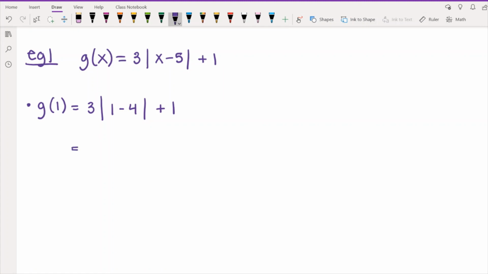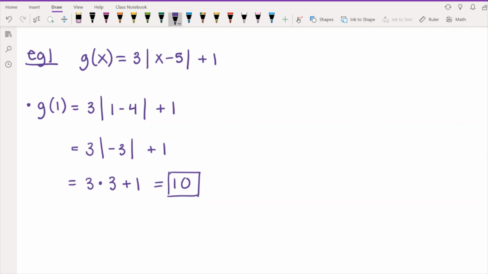So we're going to rewrite this as 3 times the absolute value of -3. Right? I'm just doing 1 minus 4. 1 minus 4 is -3. And then what's the absolute value of -3? Well, it's +3, right? So this -3 becomes a +3. And so we have 3 times 3 plus 1. So we end up with our final answer of 10.